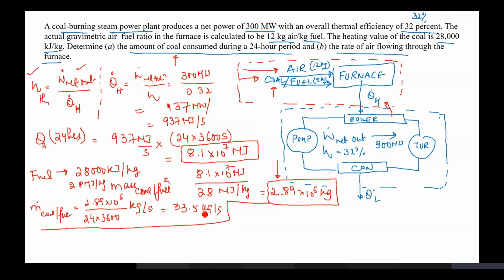furnace. Clear enough? Sir, please also explain the upper one, why we divided by 28 megajoules, which gives 2.89 as the answer. You know that the energy provided to the furnace is 8.1 into 10 to the power 7. This is the energy. And 1 kg of coal gives you 28,000 kilojoules, or 28 megajoules of energy. So how much coal was required to give you 8.1 into 10 to the power 7 megajoules of energy? It is this much amount of coal, 2.89 into 10 to the power 6. Clear? Okay sir, clear, thank you.